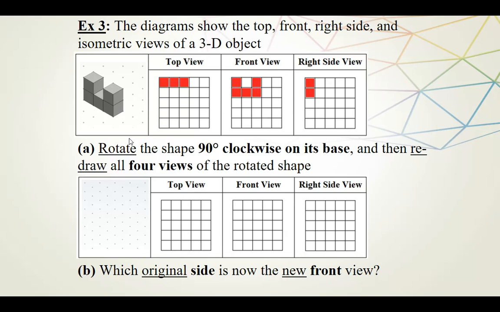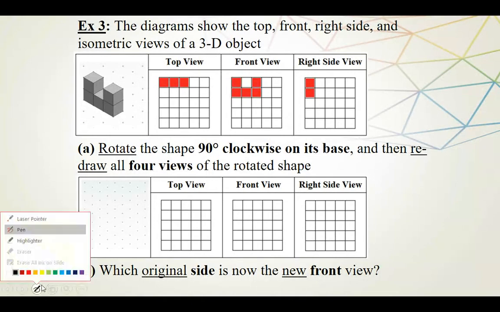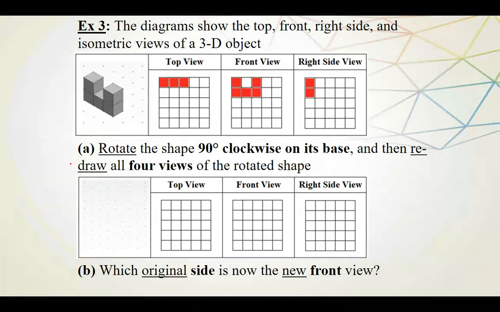Let's go to the 3rd example. So it says the diagram shows the top, front, right side, and isometric views of a 3D object. And I want to rotate the shape 90 degrees clockwise on its base and then redraw all 4 views of this object. Okay, so this is a little tricky because we're going to try to rotate this shape. So let me show you how I'm going to rotate this thing.